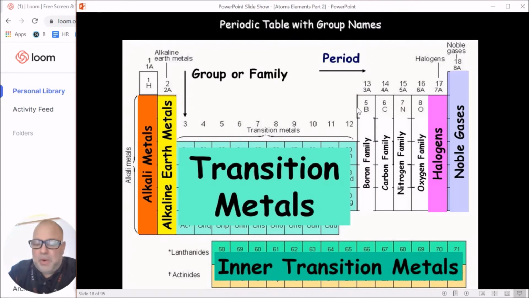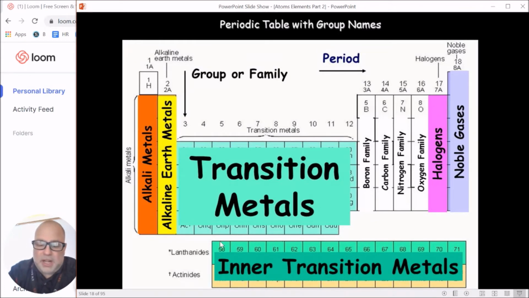And then the other 4 are easy to remember because groups 13, 14, 15, and 16 are just named after whatever the first element is in those groups. So you have the boron family, carbon, nitrogen, and oxygen families. Those are pretty easy too. So really the only 4 that are kind of hard to remember are alkali metals, group 1, alkaline earth metals, 2, and then halogens and noble gases, 17 and 18.